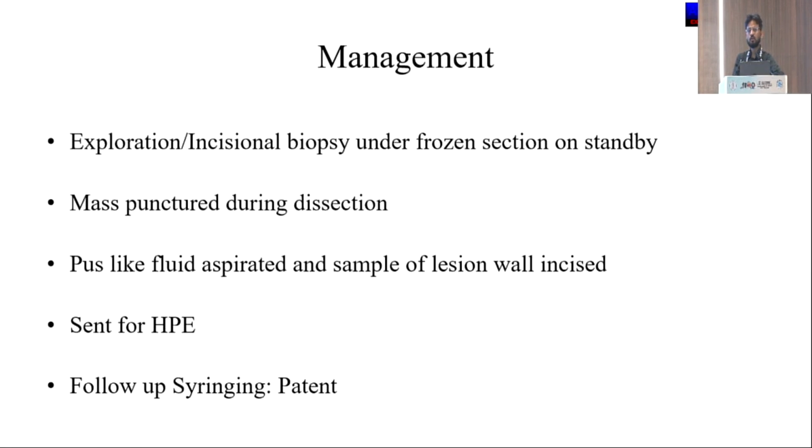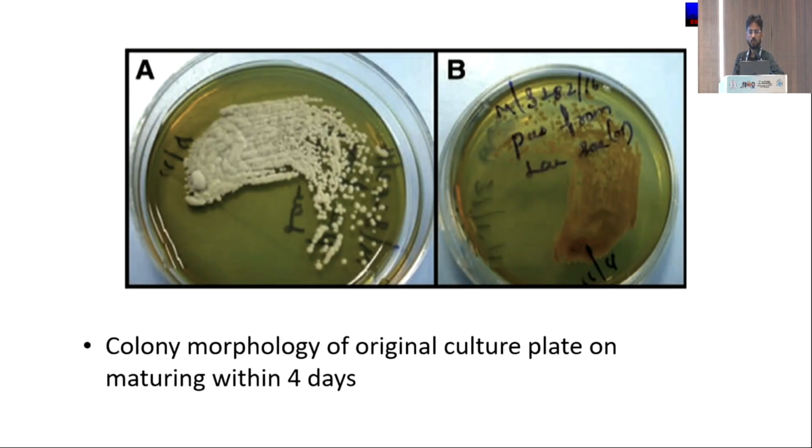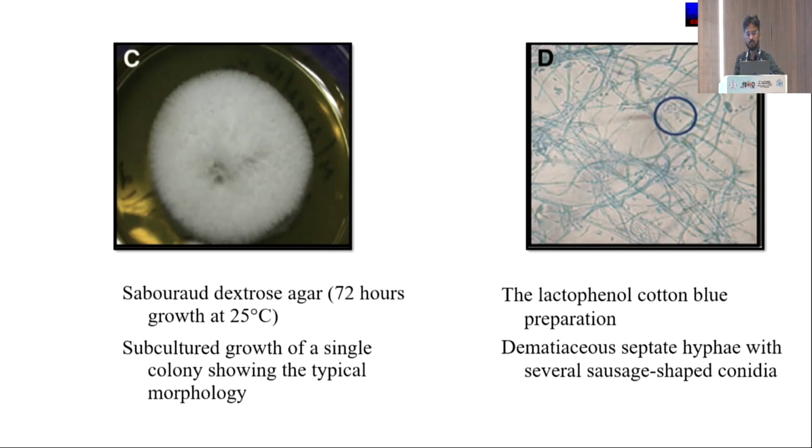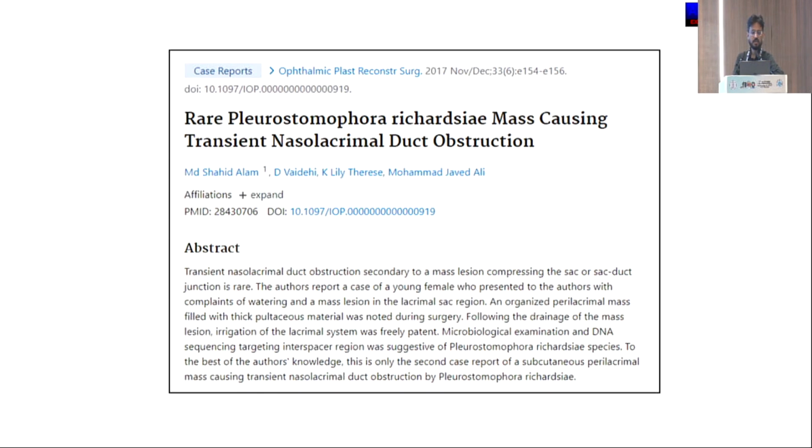The moment we opened it, we saw a cystic swelling in the area, and we aspirated the fluid from the cyst. It was a pus-like material, and the moment the cyst was removed, the syringing was patent on table. Histopathology didn't show anything, but microbiology and further DNA sequencing confirmed it to be Pleurostomophora richardii. So it's a rare dematiaceous fungus. We also published it in the OPRS journal as a case report.